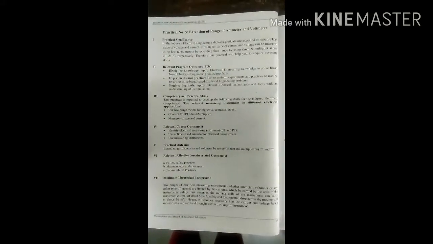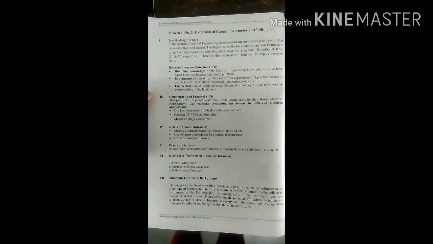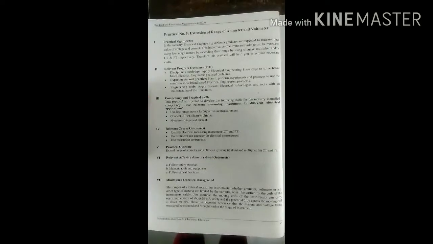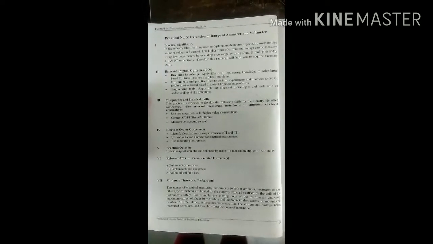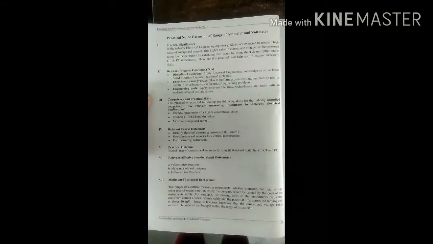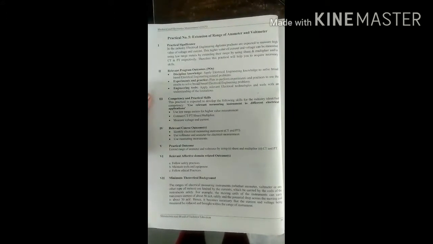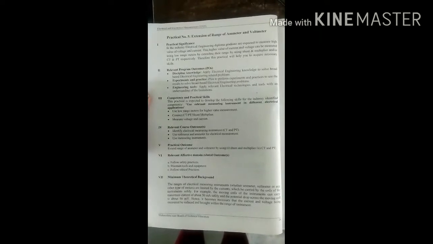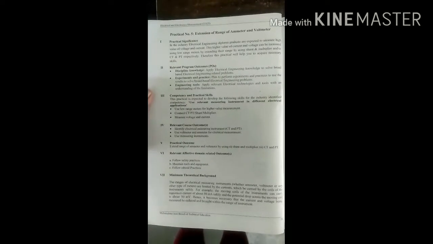This is practical number 5, extension of range of ammeter and voltmeter. Practical significance. In the industry, electrical engineering diploma graduates are expected to measure high values of voltage and current. These high values of current and voltage can be measured using low range meters by extending their range by using shunt and multiplier and/or CT and PT respectively. Therefore, this practical will help you to acquire necessary skills.